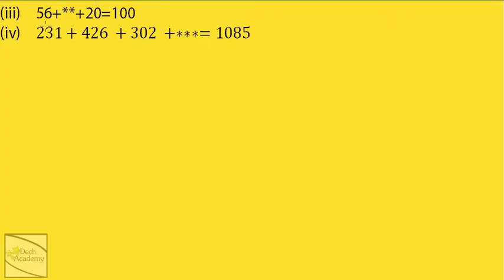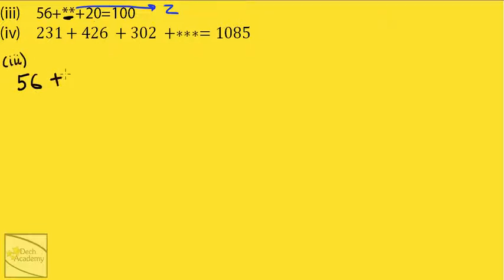For case 3, we have 56 plus an unknown number plus 20 is 100. So I'm going to say let this unknown number be z. So I have 56. So this is question 3.